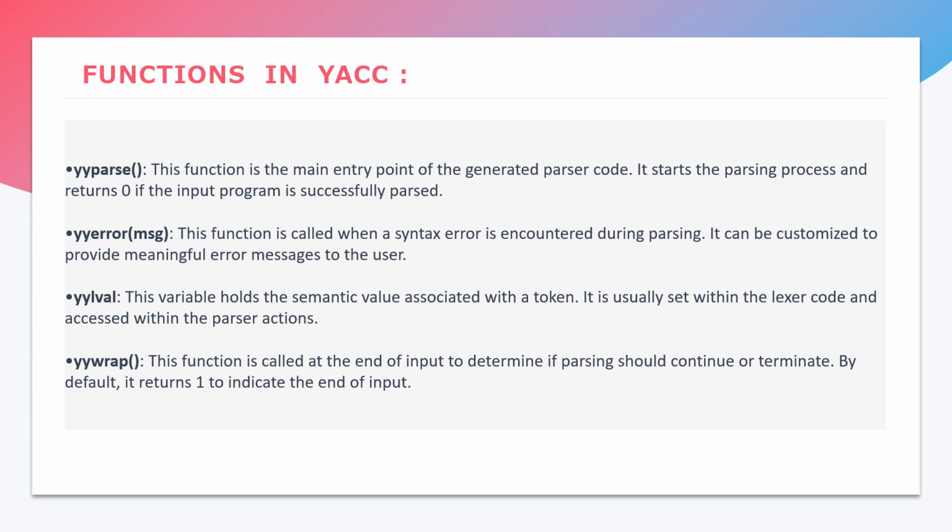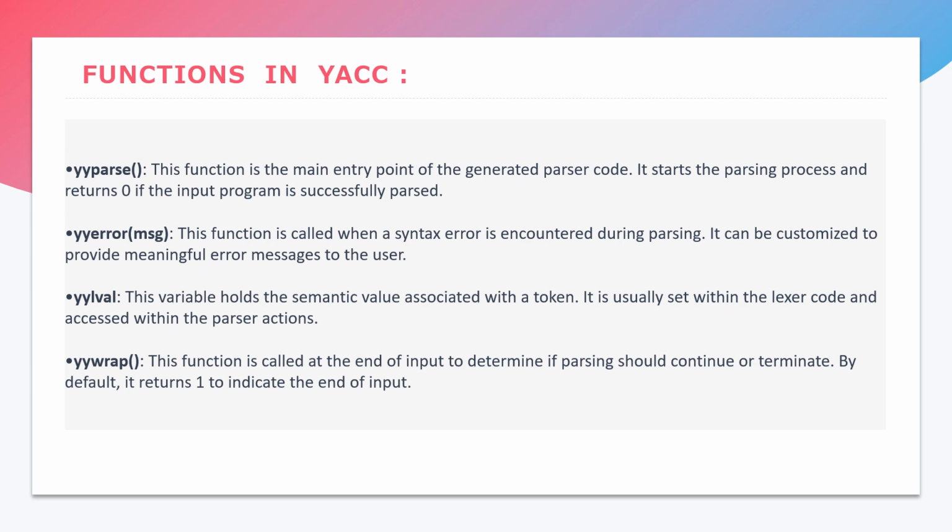Next, coming to functions in Yacc. Yacc is a parser generator that takes a context-free grammar as input and generates a parser in C or C++ code. Bison is a popular and widely used variant of Yacc. The parser analyzes the structure of the input program based on grammar rules and performs actions associated with each rule. Yacc provides the following functions.